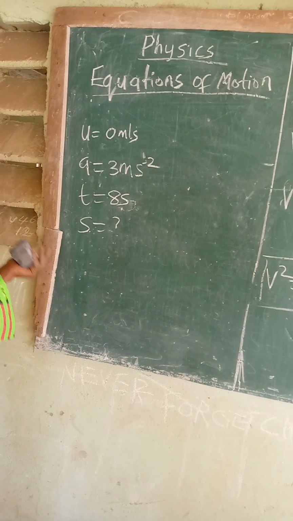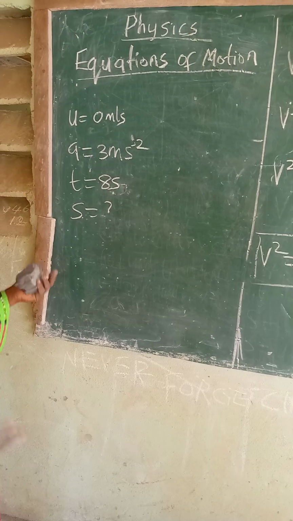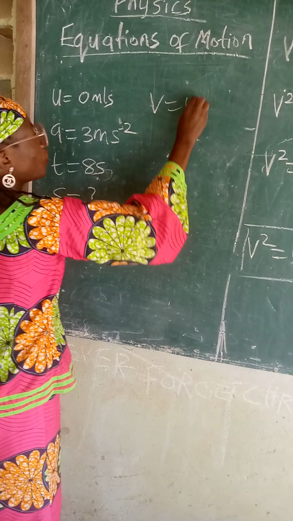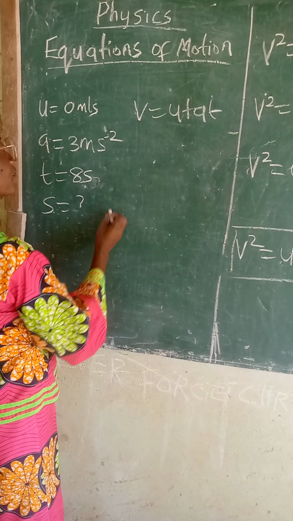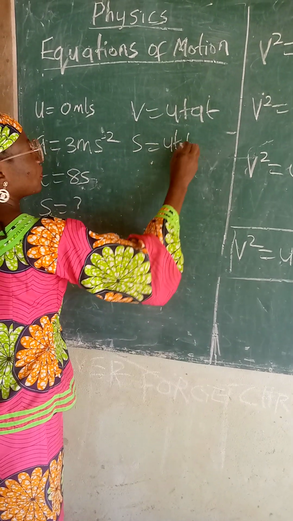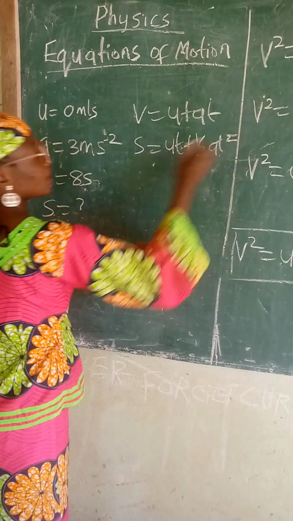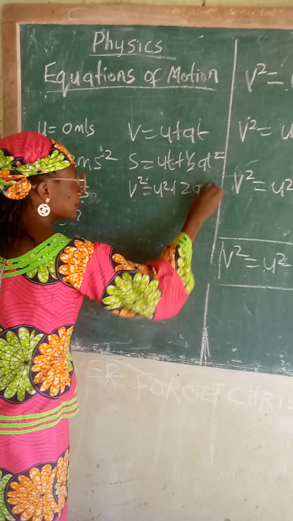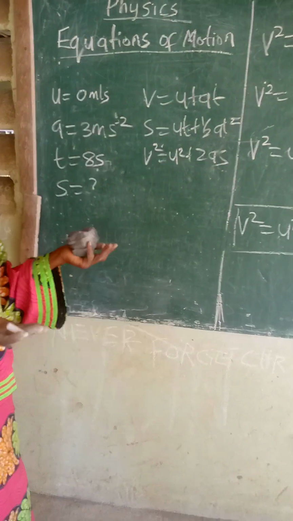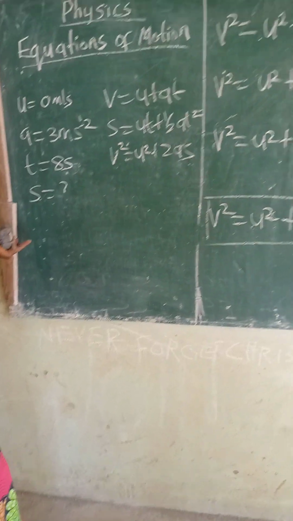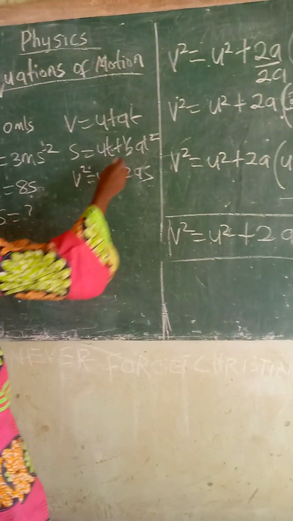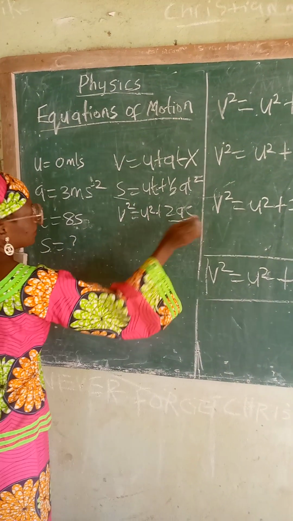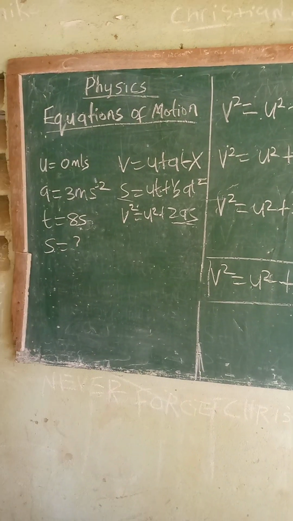What formula do you think is appropriate for this question? We are looking for S. From the equations of motion, we have V is equal to U plus AT, S is equal to UT plus half AT squared, and V squared is equal to U squared plus 2AS. Which of the equations do you think is appropriate for this question? We are looking for distance. Of course, we know this one is not applicable; we can't find distance using that. This can go, but which is going to be appropriate?